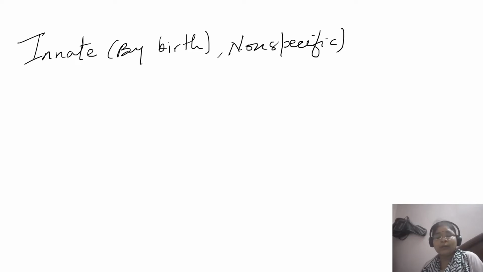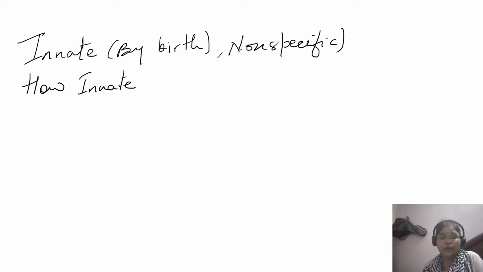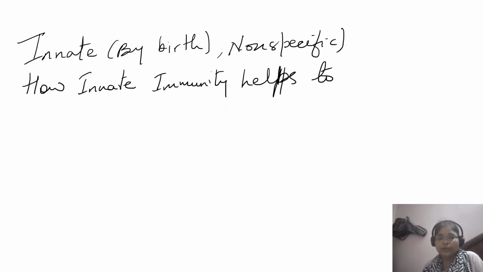A newborn baby gets it, for example, through transplacental antibodies that get passed from the mother to the baby at birth, and those antibodies remain in the baby's body for some period of time, and that helps the baby to get protected. Okay, so the question arising is how innate immunity defends your body, how it helps to protect the body.